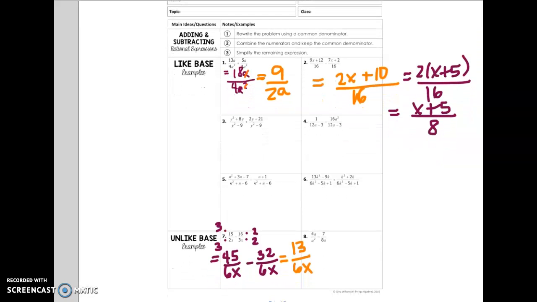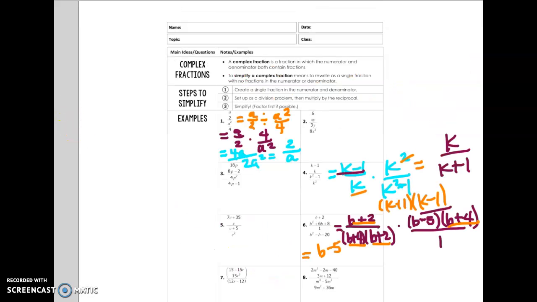Unlike denominators, okay, so I want to look for a common denominator. Here, the common denominator would be 6x, because I have 2x and 3x. I'm going to multiply the first one by 3, multiply the second one by 2, and then it becomes just like the other problems. Okay, complex fractions.